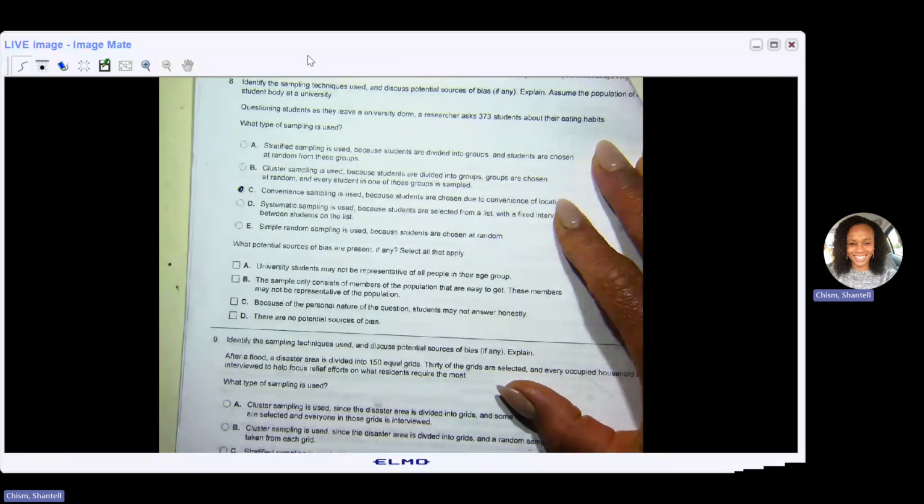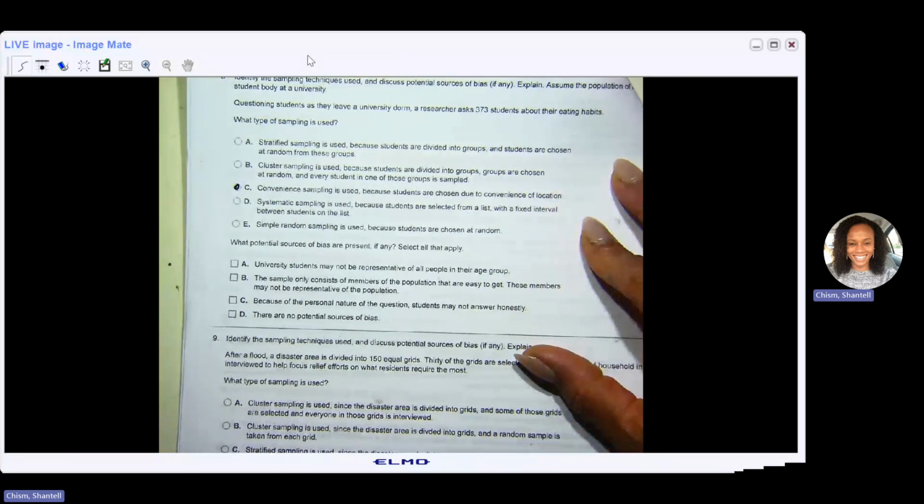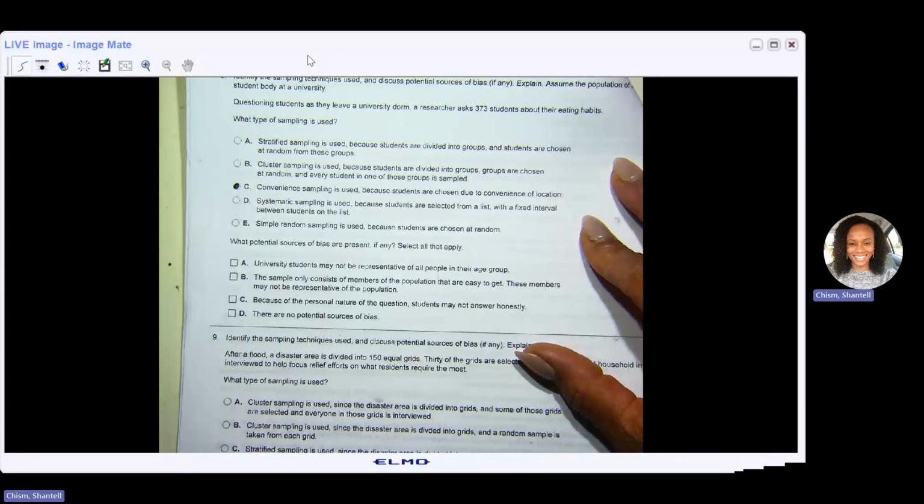And anytime you're sampling, you do have potential sources of bias. The only way to, without a doubt, eliminate bias is to use the entire population, but that's not feasible. In a perfect world, it would be, but realistically, we don't have access to the whole population. So there will always be a source of bias. So D can't be the answer, okay?